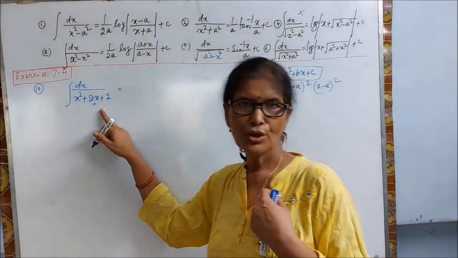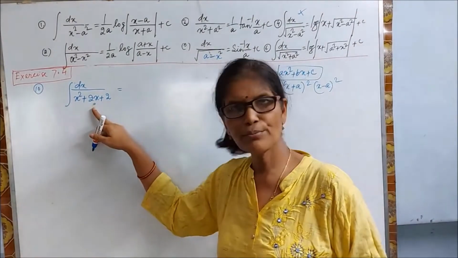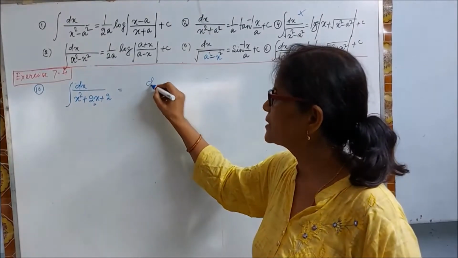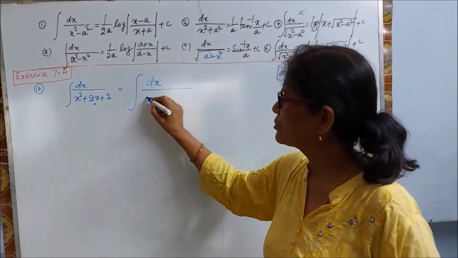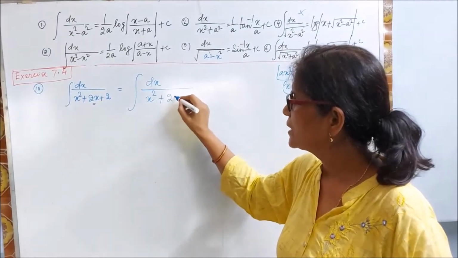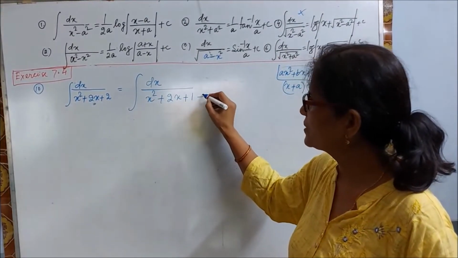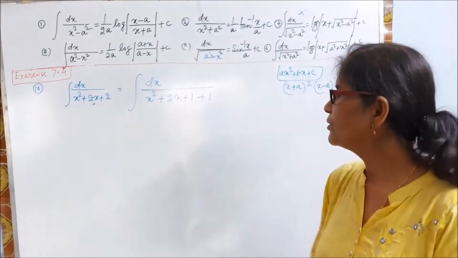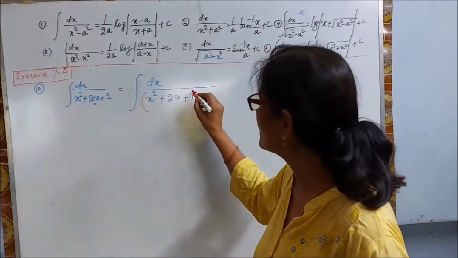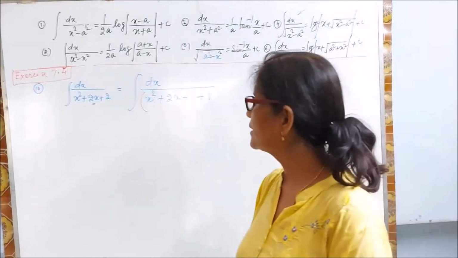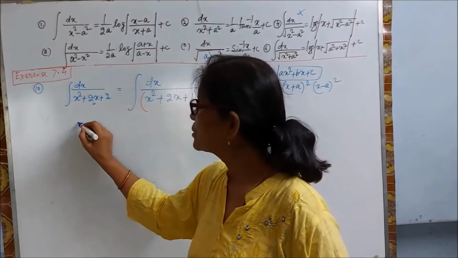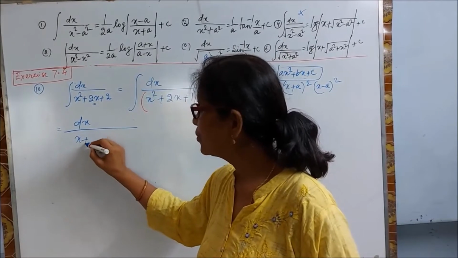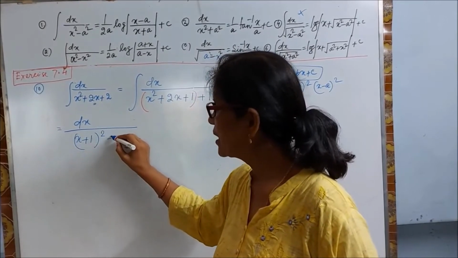So I will make it into a whole square. What is needed for making a whole square with x square plus 2x? Certainly it is 1. So I will write dx by x square plus 2x, and I will break 2 as 1 plus 1. Then what will be the next step? This will be a square. So I'll write now x square plus 2x plus 1 is equal to x plus 1 whole square plus 1 square.